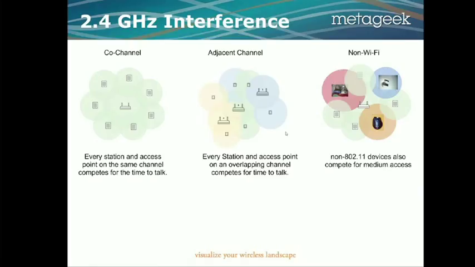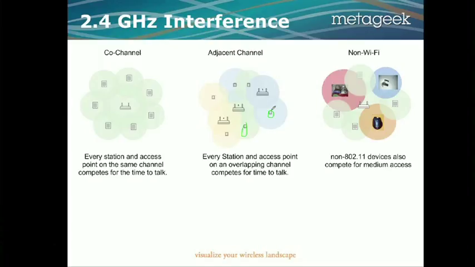The next type is adjacent channel interference. This is completely within your control. When you are designing a large-scale wireless network, if you use channels 1, 6, and 11, you won't have adjacent channel interference. You won't have networks that are overlapping each other. But if you notice here, we have the access point on channel 4, and then we have all the iPads on channel 4, and then we have iPads on channel 6, and iPads on channel 5. All of these overlap with each other.